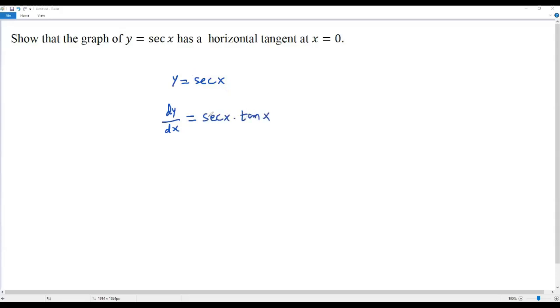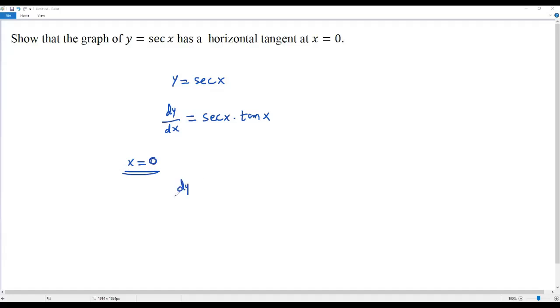Okay, now I got the derivative of the given function with respect to x. The derivative that I got here represents the slope of the tangent line. Now what I have to prove is that dy over dx becomes 0 when I plug in x equals 0. So when I plug in x equals 0, if the result of dy over dx becomes 0, then I can say that the graph of the given function has a horizontal tangent at x equals 0.